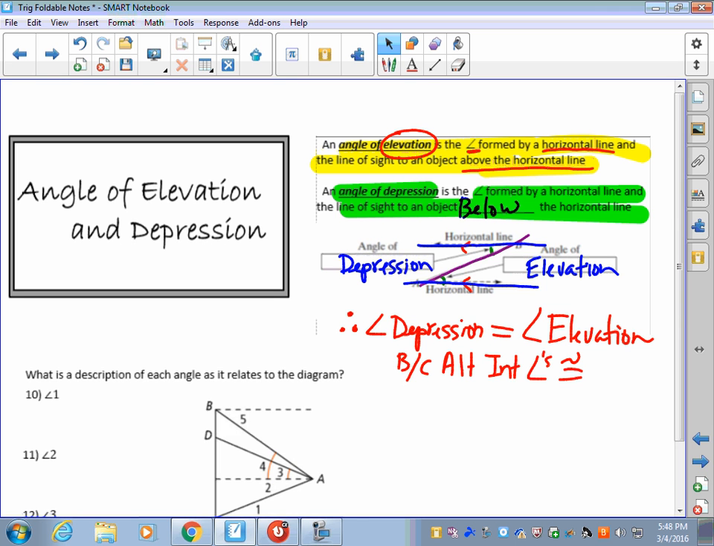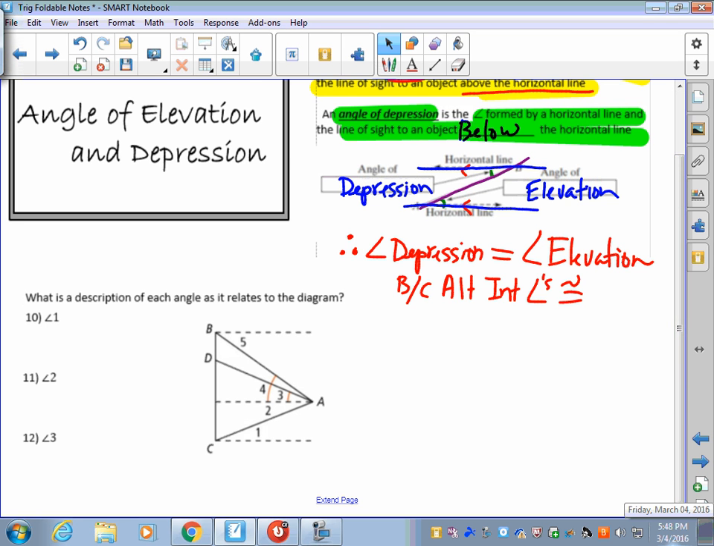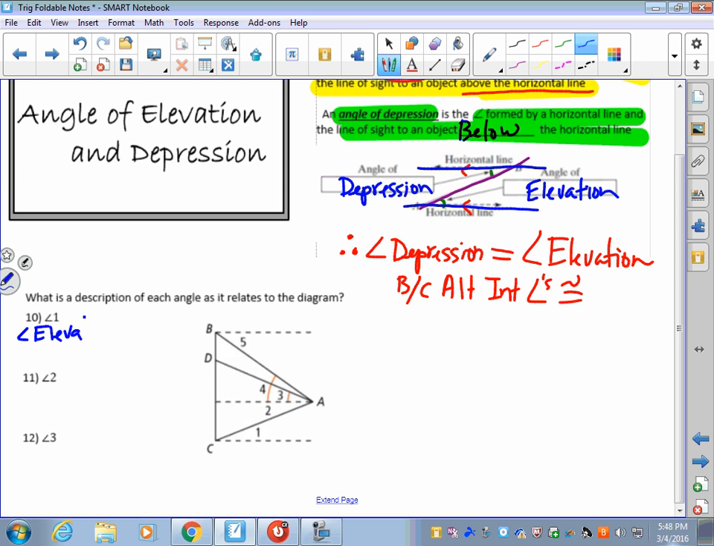On this next part, I'm just checking that you can identify what type of angle it is. Is it an angle of elevation or depression? And how that angle is related to the different parts in the figure. So if I'm looking at angle 1, we're going to describe the angle as it's related in the diagram. Look for a horizontal line. See if that number is above it or below it. That's pretty much the easiest way to do it. And I'm hoping you see that angle 1 is an angle of elevation, because it's above that horizontal line.